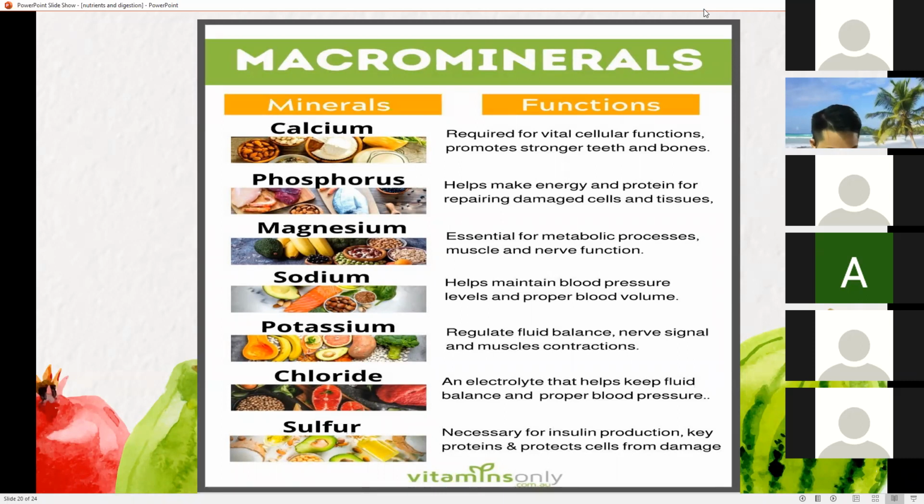Okay. Next, water. What is water? Water transports nutrients to different parts of the body and also helps to remove the waste from the body. Very good. Vitamins. What is vitamins? We use vitamins to grow and work properly.